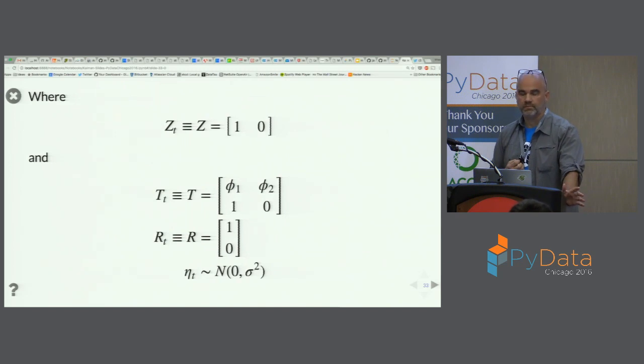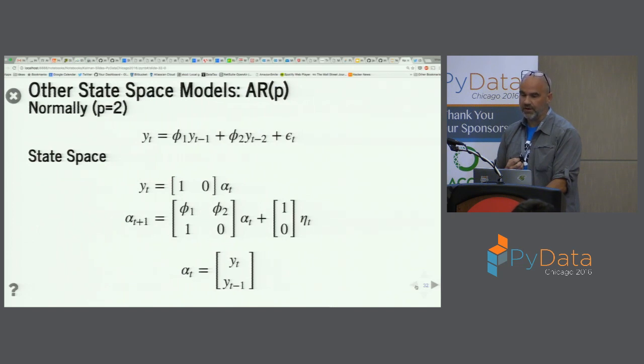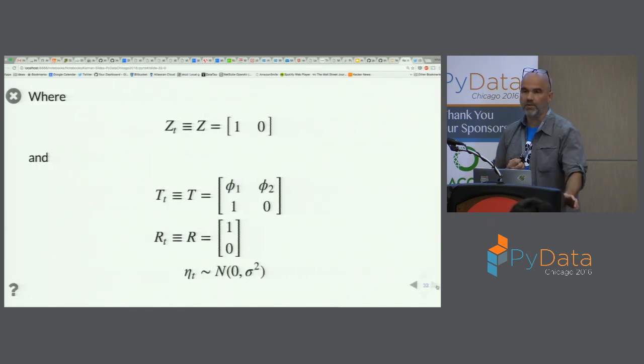And these are the design, transition, and the R matrix is what's called the selection matrix. Basically, the shocks that we have, the random parts in the series, now come from a multivariate distribution. And this selection matrix basically says, since it's only 1, 0 here, I just need one random component. So if you look at the previous slide, we just have an epsilon there. The R matrix is basically selecting one element from this bivariate distribution to add it as an error term.